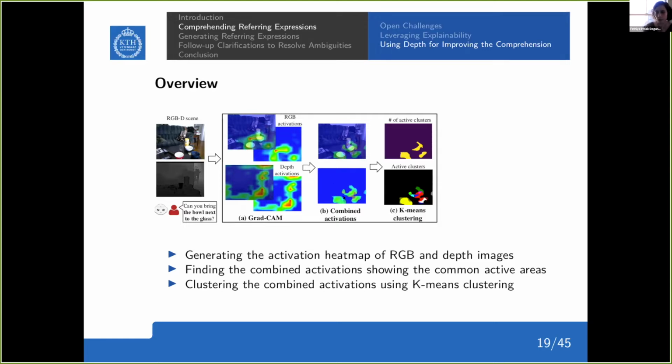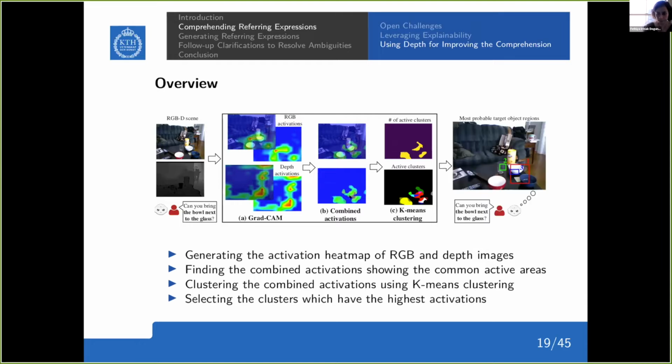And lastly, we followed the same procedure. We first computed the number of unconnected areas, and we used this number in the K-means clustering as the number of clusters, and we applied clustering to these combined activations. So again, the clusters with the highest activations are suggested as the regions containing the target object. This is the first candidate, for the ball next to the glass, this is the second, and this is the third one.